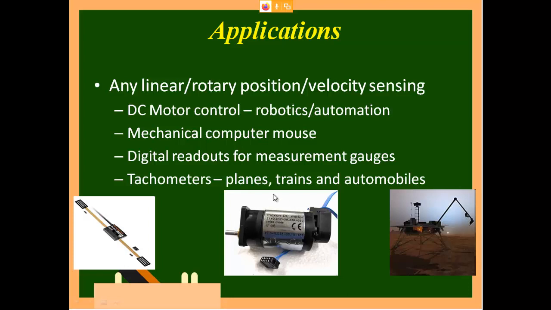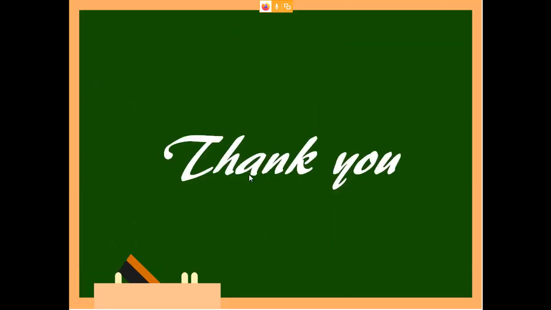These types of motors are used in automatic aircraft for the rotation of the blades. So when you want to move the blade, when you want to take off the aircraft, or when you want to land, for all this you need an angular motion. Similarly in robotics you use this. These are the applications: DC motor control in robotics, mechanical capture mouse, digital readouts for machines, then tachometers. So there are so many applications of your encoders. So with this we will stop today.